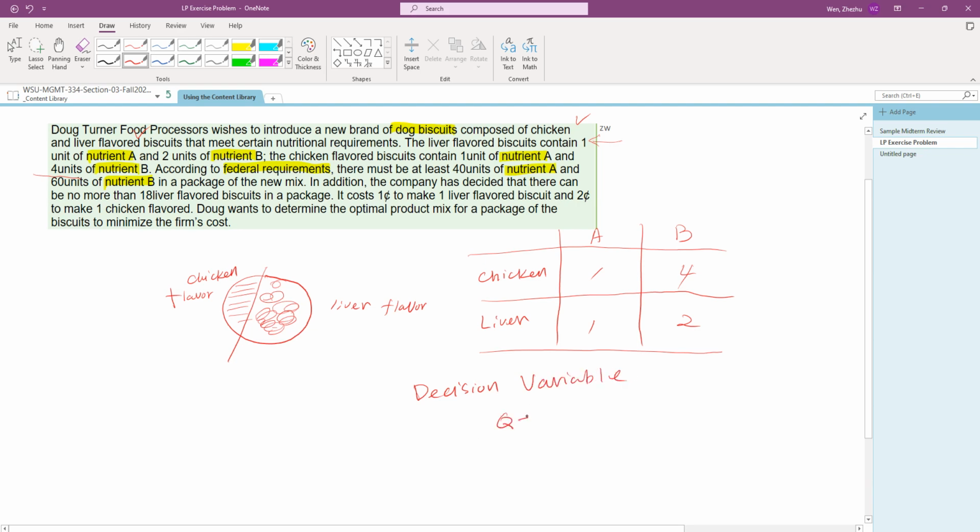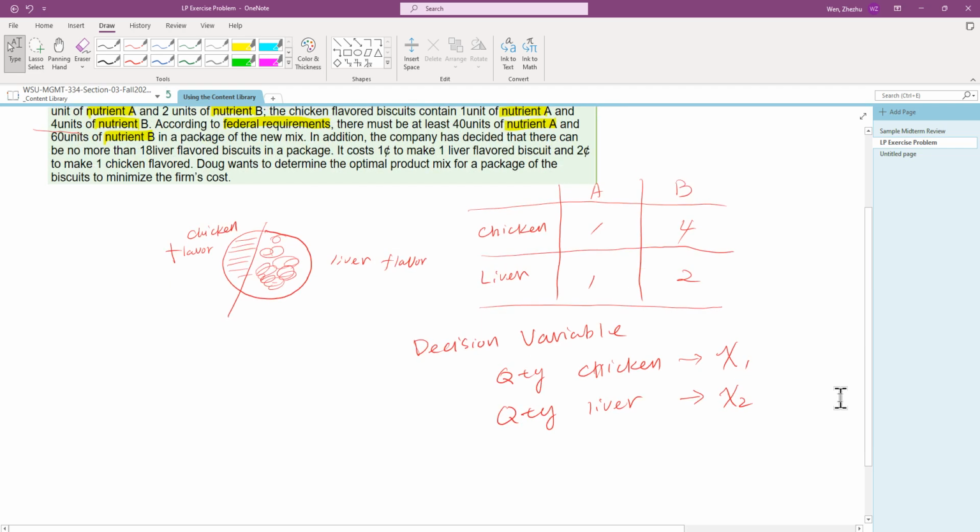So my decision variables are the quantity of chicken in each package and the quantity of liver flavored biscuit in this package. I'm going to use x1 to represent the quantity of chicken biscuits that goes into the package. I'm going to use x2 to represent the number of liver biscuits that goes into the package. I'm using x1, x2 because I don't know what the eventual quantity will look like when we solve the problem. Okay, so let's think about the first constraint.